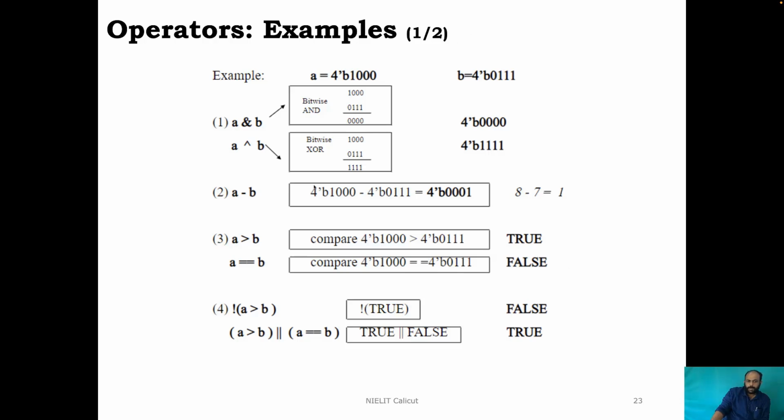Similarly, sometimes you will find operators used like this as a chain. For example, here what we have done is NOT of A greater than B. This simple exclamation mark stands for logical NOT or negation. So the A greater than B condition will return true, and NOT of true is false, represented by 0.